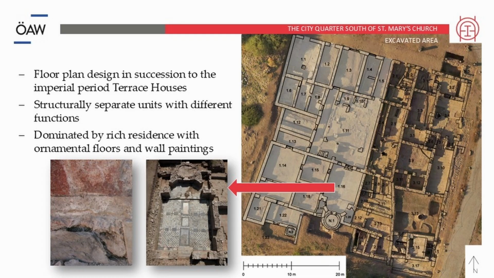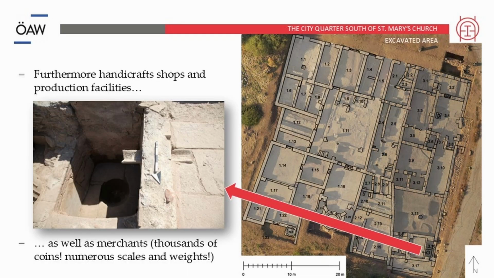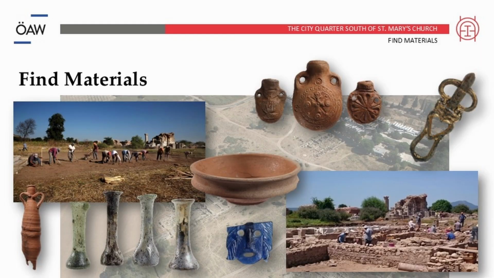The biggest building unit was actually a private residence here on the left of the excavated area, with large representative rooms, ornamental floors. Here we have an apse room to the right with an opus sectile floor. But there were also workshops, handicraft shops, production facilities, such as pressing devices. We will see a little bit more of that, as well as merchants. So we have thousands of coins, scales and weights and everything. In general, the find material is immense in all material categories.